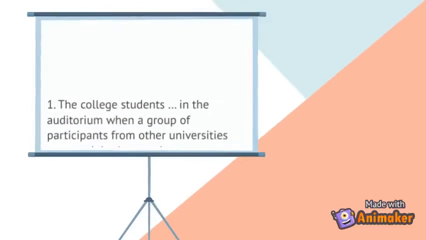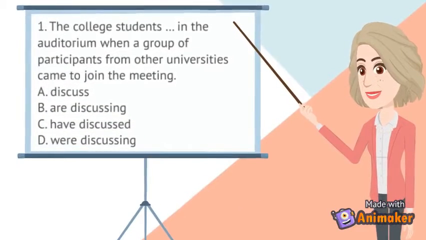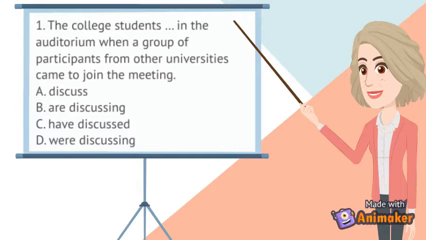Example 1. The college students blank in the auditorium when a group of participants from other universities came to join the meeting. A. Discuss. B. Are discussing. C. Have discussed. D. Were discussing. Discussion and answer. Answer is D. Continuous action is expressed by the progressive. Came indicates past, so the best answer should use the past progressive.